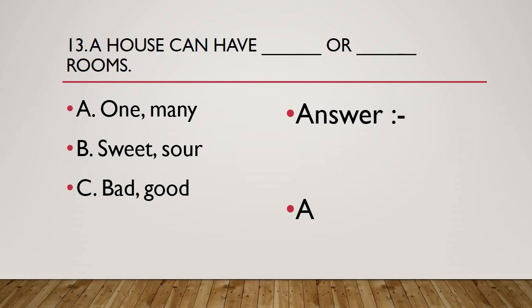So the houses can have one or many rooms. It depends on the type of the house. Is it single storied or multi-storied? It depends on the type of the houses. Correct? So option A is the correct answer, one or many rooms. Yes, you might be having a house with 3 rooms, I might be having a house with 5 rooms, another student might be having a house with 1 room. It depends. It is not necessary that all of us have equal houses.